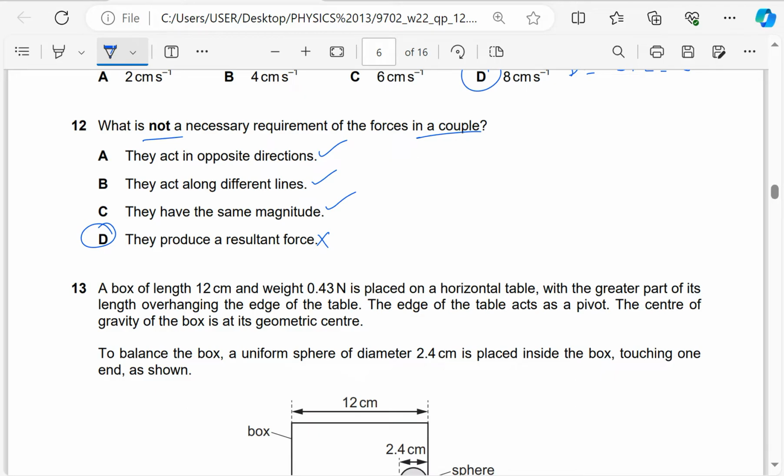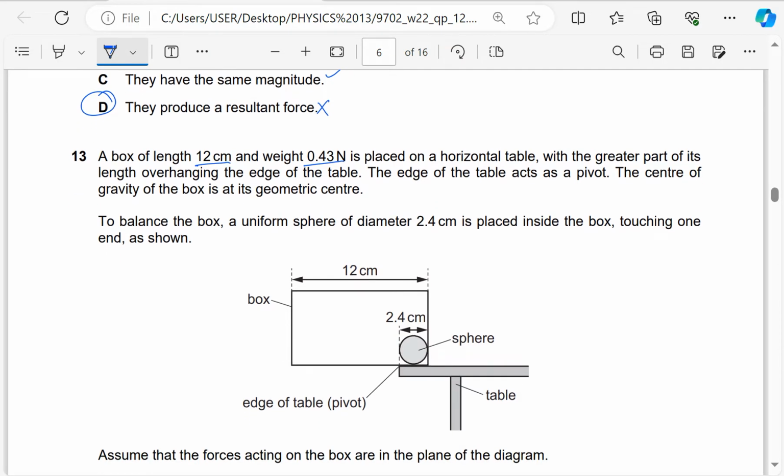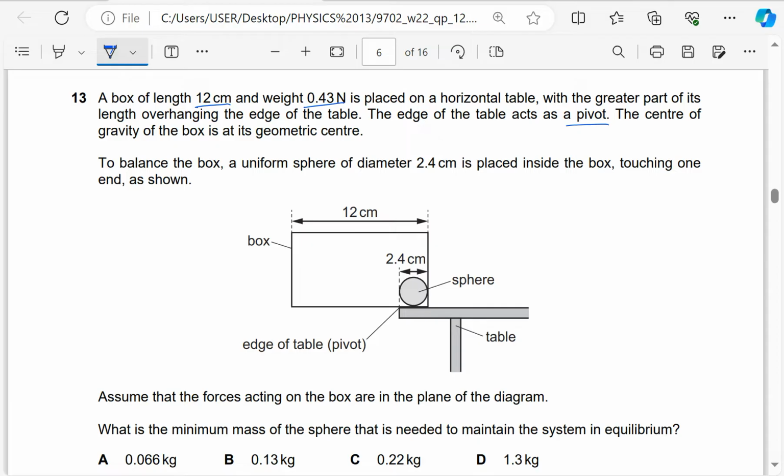A box of length 12 centimeters and weight 0.43 newtons is placed on a horizontal table with the greater part of its length overhanging the edge of the table. The edge of the table acts as a pivot. The center of gravity of the box is at the geometric center.